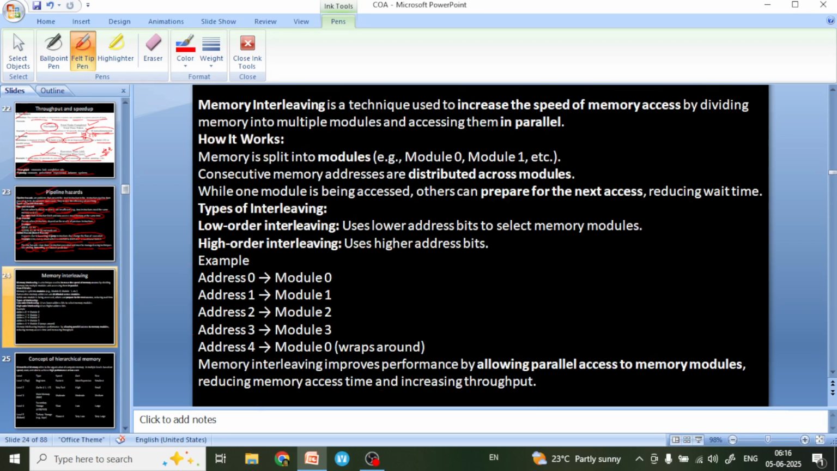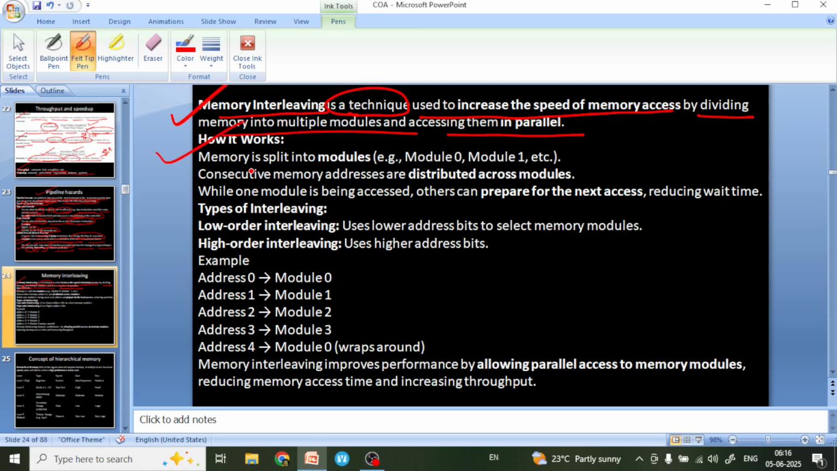They must be managed using techniques like stalling, forwarding, and branch prediction, etc. Now, what is memory interleaving? Memory interleaving is a technique used to increase the speed of memory access by dividing memory into multiple modules and accessing them in parallel.